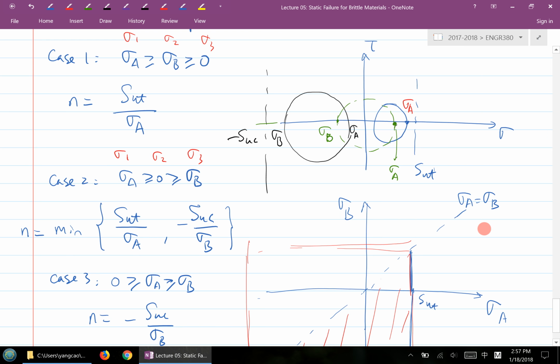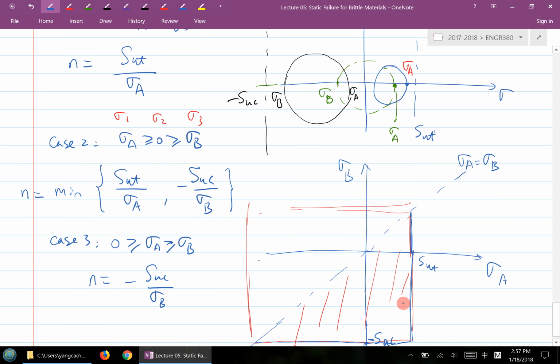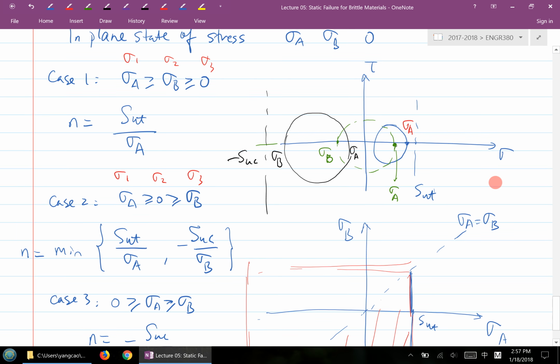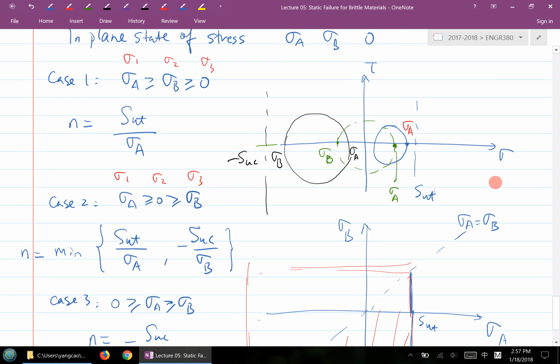You mean it's too conservative or not conservative? Not conservative, yeah. It's not conservative in certain quadrants, okay? Particularly in this quadrant here. But why? What is it that this MNS theory is not considering here? So I think you should focus on the Mohr circles here.